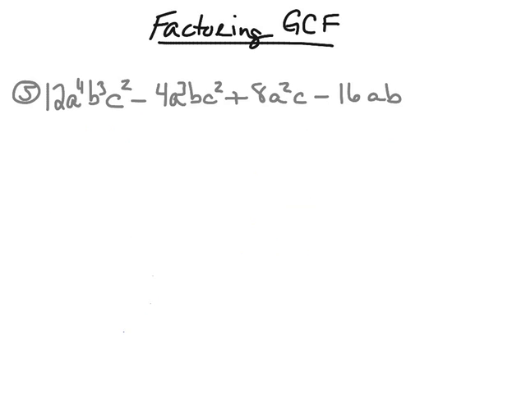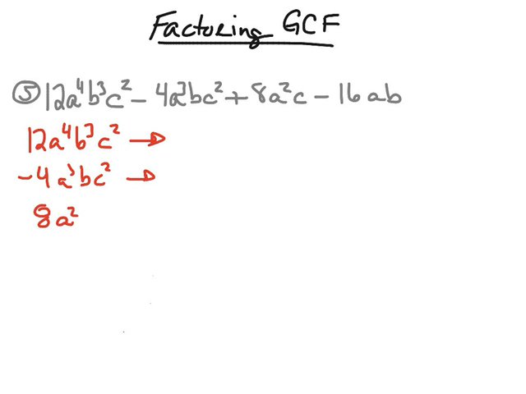Alright, we'll take a look at one more. We've got a big one here. We've got 4 terms. So we're going to take each of these 4 terms and just do the same thing that I've done with all the others. We're going to start by expanding each of these terms. We've got 8a squared c. And the last one is negative 16ab. So again, we're going to go ahead and expand or find the prime factors of each of these.